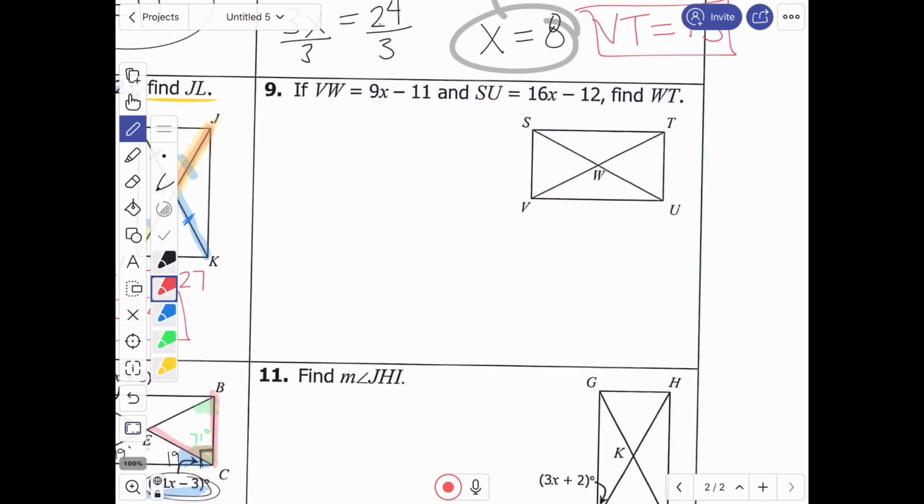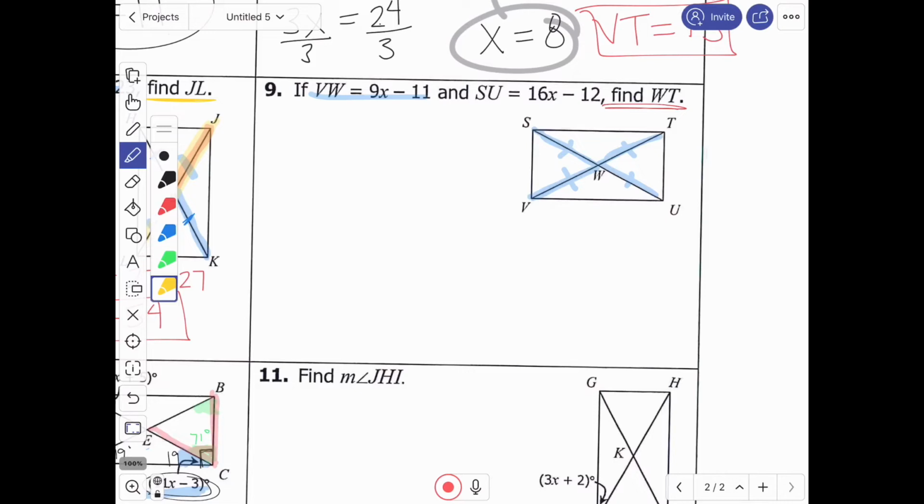Okay, and 9's a little tricky. I think because of partially what you're trying to find, you might be trying to dive too far right into finding this first. So always start with what you know. So VW is 9x minus 11. So VW is here. So that's only half of the diagonal. But if I want to think about it, half of that diagonal should be congruent here, here, and here. So I should make tick marks instead. So all of those pieces are congruent.